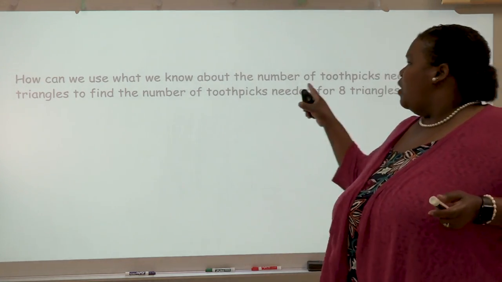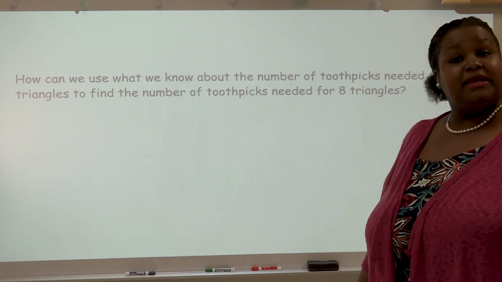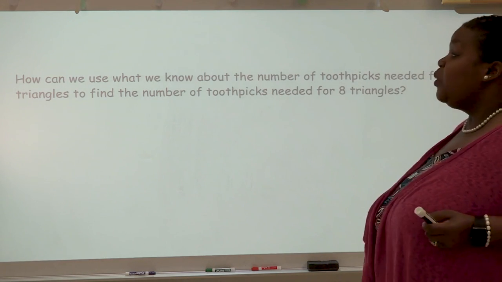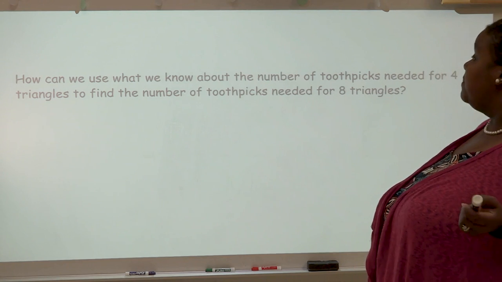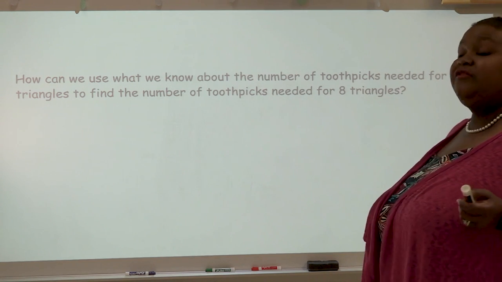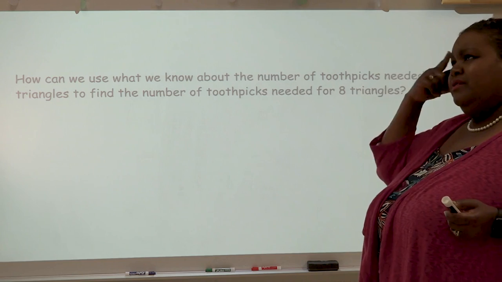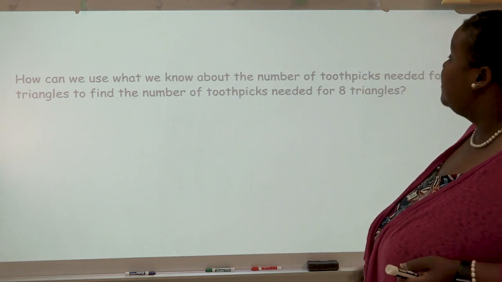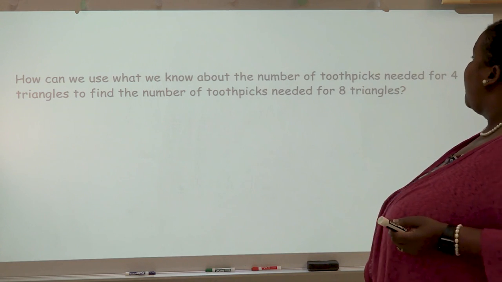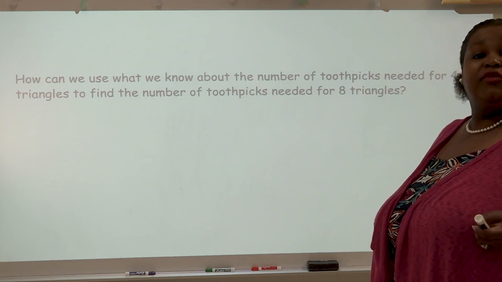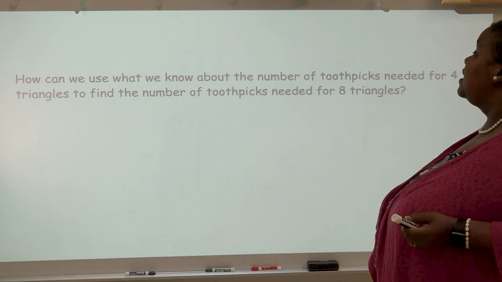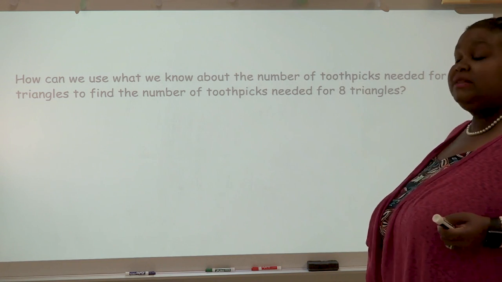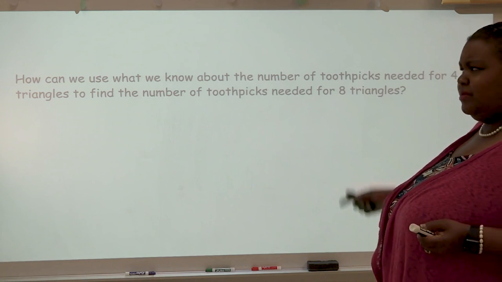How can we use what we know about the number of toothpicks needed for 4 triangles to find the number of toothpicks needed for 8 triangles? Do some think time about that.